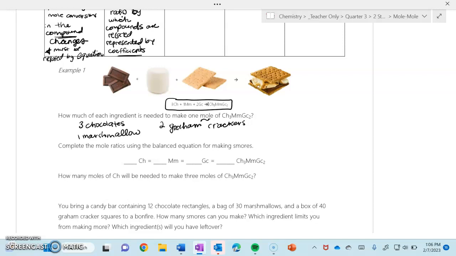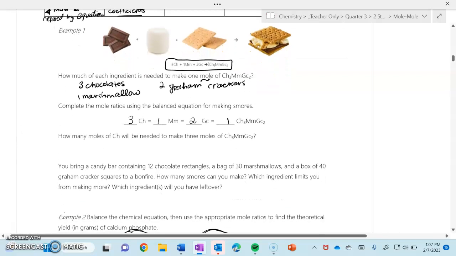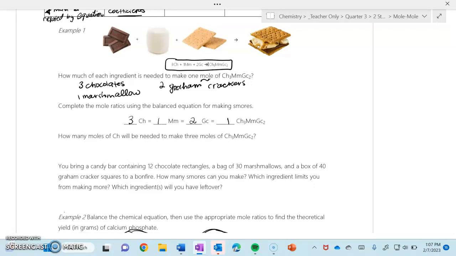So this is referring to our mole ratio, those coefficients in the front, and we can put them equal to each other. 3 chocolates equals 1 marshmallow equals 2 graham crackers and 1 s'more. And we can mix and match with those as our conversion factors because of that set ratio that will be true of our values for this particular reaction or recipe.